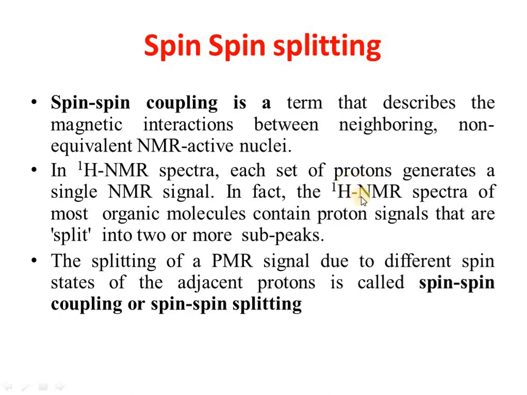In proton NMR, the spectra of most organic compounds contain proton signals that are split into two or more subpeaks. The splitting of a PMR signal due to the different spin states of adjacent protons is called spin-spin coupling or spin-spin splitting. We can easily understand what spin-spin splitting is through various examples.